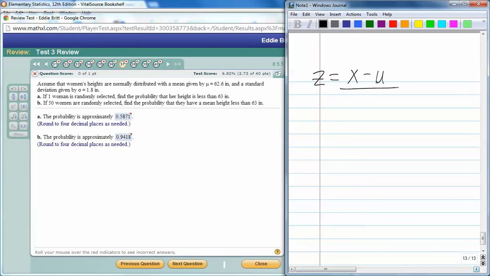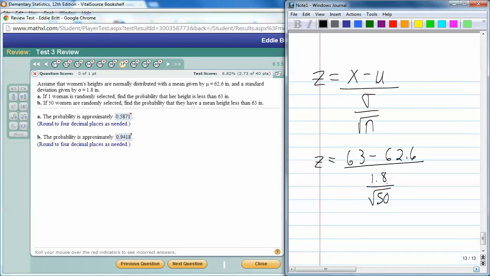It's x minus mu over, it's usually just over sigma. Since it's more than just 1, we say sigma divided by the square root of however many we choose. Since we chose 50 on this problem, when we find the z-score, we enter in all these numbers up here the same. 63 minus 62.6 over 1.8, but it's 1.8 divided by the square root of 50. So that's how these problems are different. If you choose 50, then we have to use the central limit theorem. That just changes your denominator.